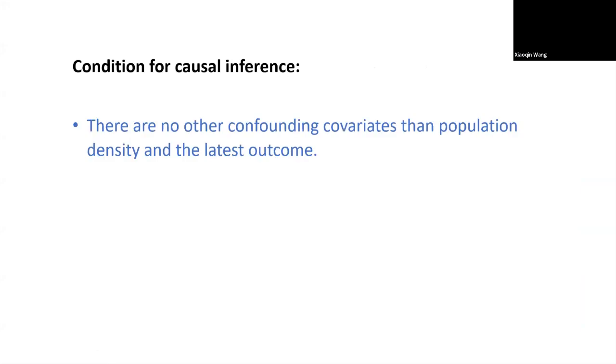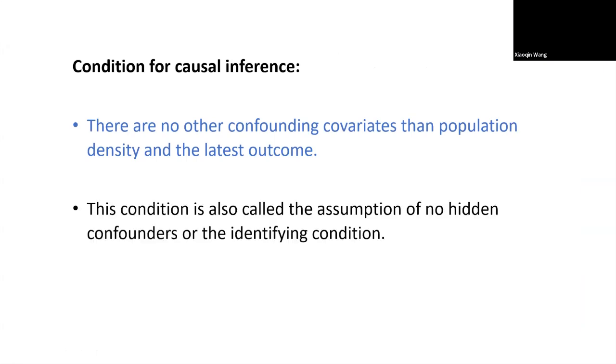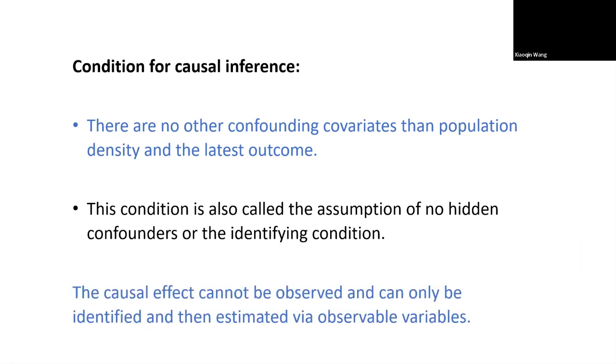The condition for causal inference is that there are no other confounding covariates than population density and the latest outcome. This condition is also called the assumption of no hidden confounding, or the identifying condition. That means that in order to do causal analysis with observable variables, we need some condition, because the causal effect cannot be observed and can only be identified and then estimated via observable variables.